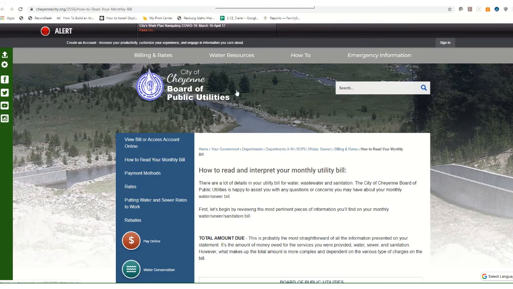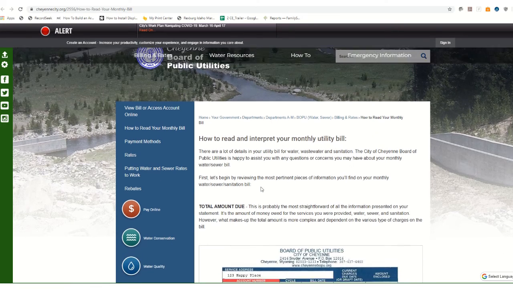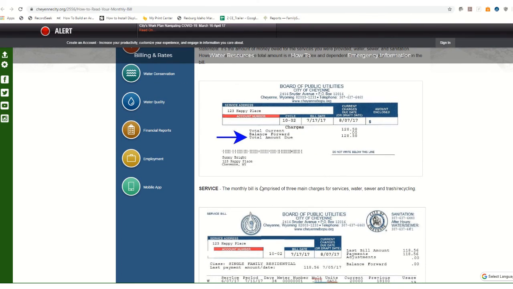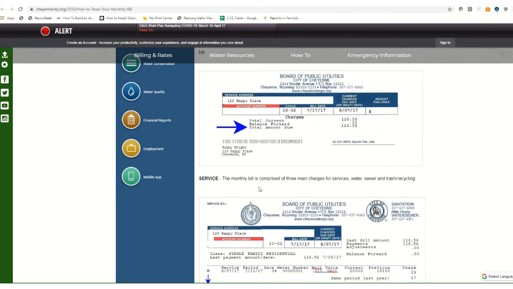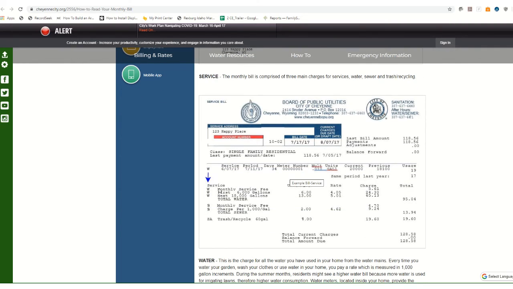Here is an example of a website that we could look at to look at a utility bill. How to read and interpret your monthly utility bill. Now this one is an example of water, sewage, trash, and recycling. Right here you might see the services provided, for example, water, and the fees associated with each service.